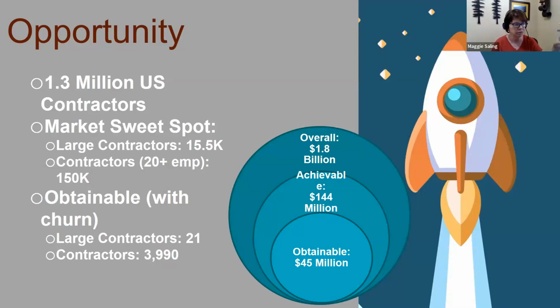So he has defined his market for which customers he's going to go after, and then how much money are in those various markets. So 1.8 billion is a large market. Achievable, he thinks, is 144 million. And in the short term, he thinks he can get to 45 million.